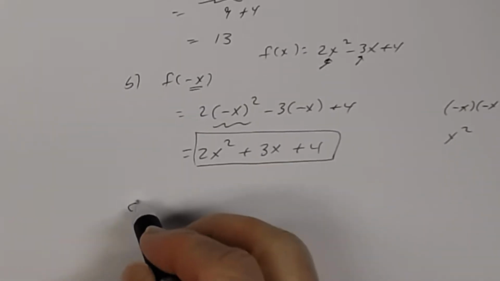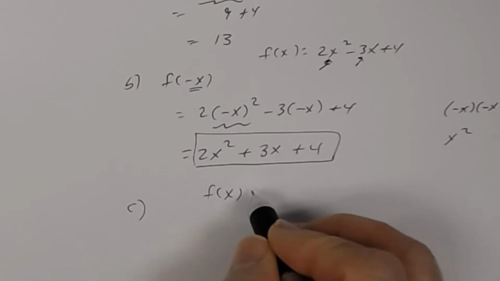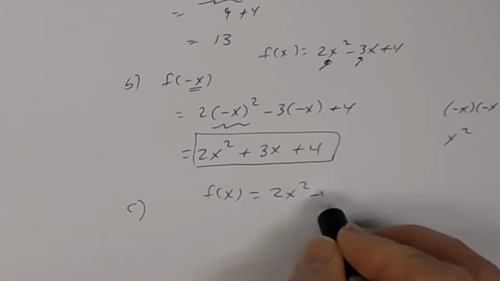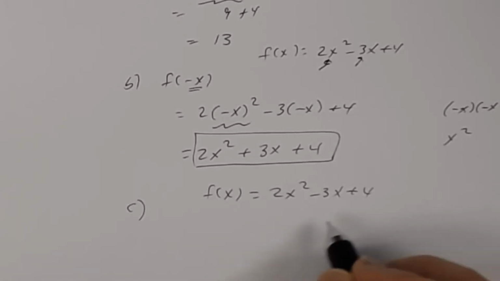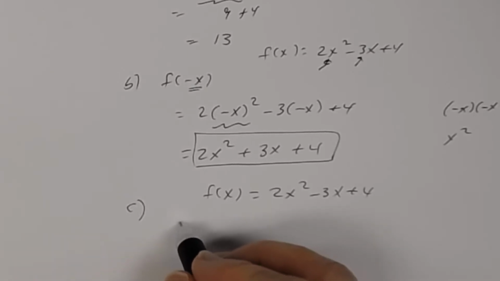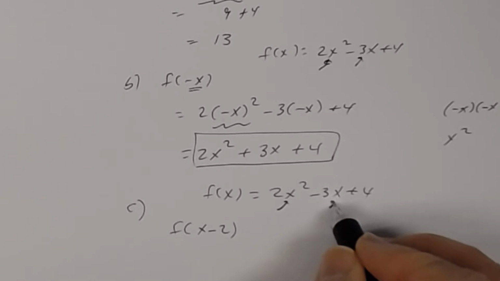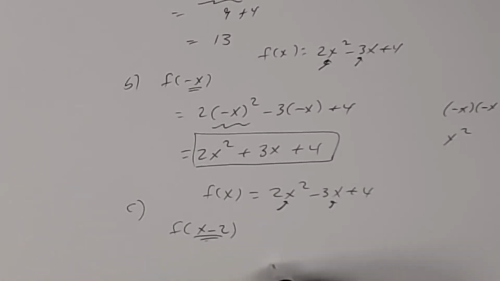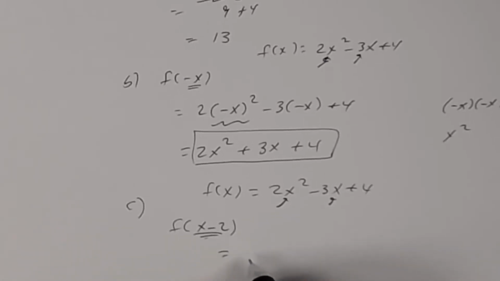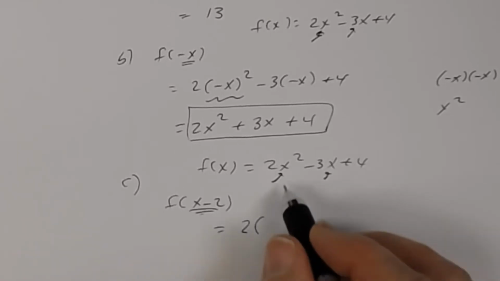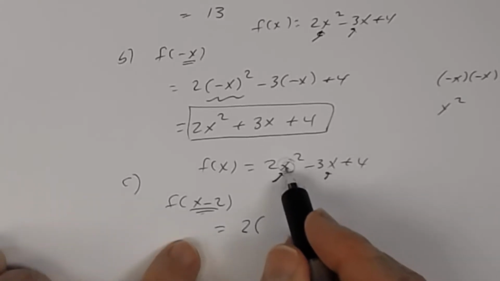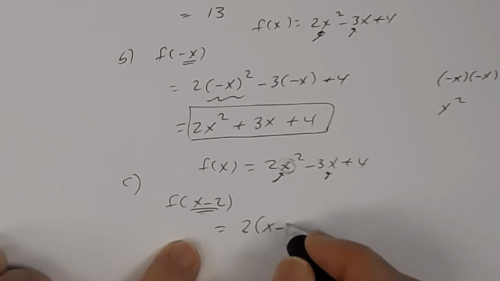Okay, letter C. Again, let's go ahead and rewrite the function. f of x equals 2x squared minus 3x plus 4. This time we want to find f of x minus 2. Wherever we see the variable x, I'm going to substitute x minus 2. So this is what you're going to write: 2 times, in parentheses, this becomes x minus 2. But remember, you're squaring that.